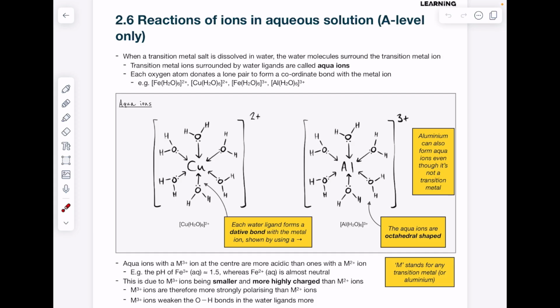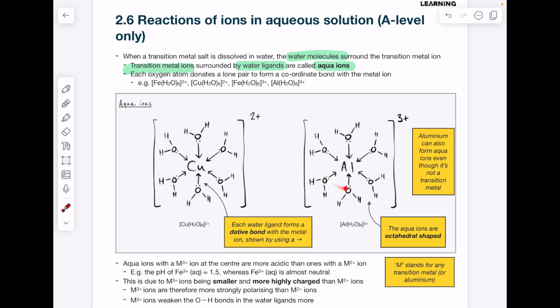When a transition metal salt is dissolved in water, what happens is the water molecules surround the transition metal. The transition metal ions are surrounded by water ligands, and we call these aqua ions. How does the coordinate bond or dative bond form? It's the oxygen atom of the water donating a pair of electrons to form a coordinate bond with, in this case, copper. We see several other examples here. Don't forget that you need square brackets with your charge to represent that it's a 2+ ion. Count the number of water molecules around the outside. There's 6. This means that the aqua ions are octahedral shaped here.